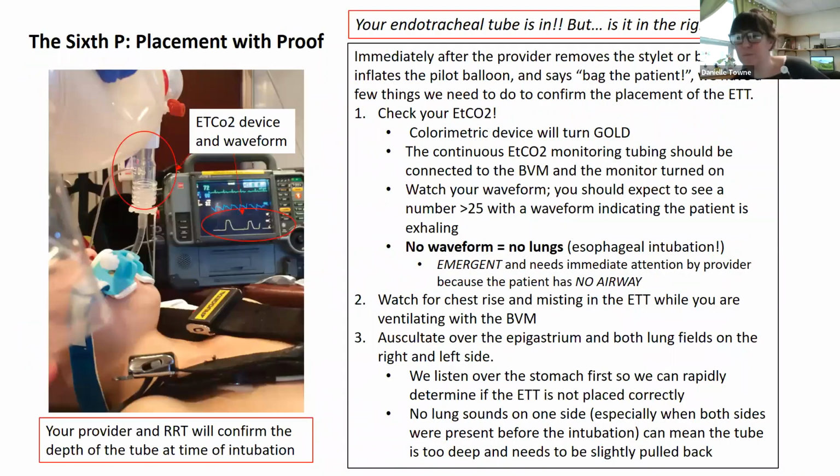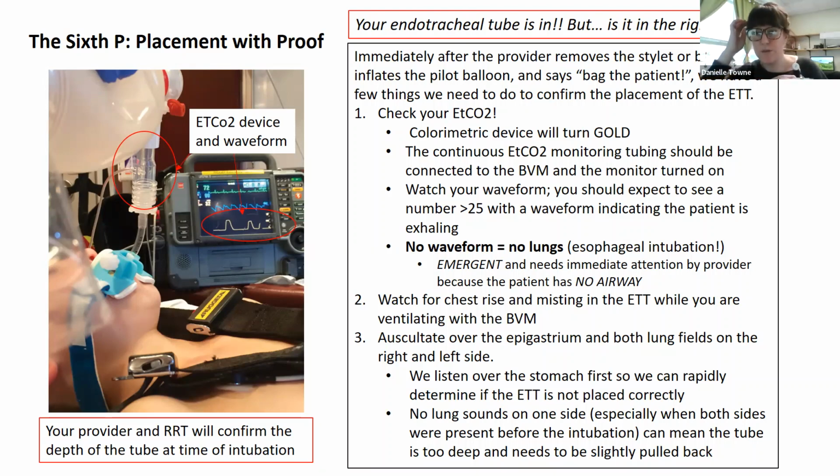Okay, so we pushed our meds, and our provider did a great job in visualizing the airway and passing the tube through the cords, and now it's in. So you're like, fantastic. Well, now what? So immediately after the tube gets placed, the provider is going to remove that stylet or the bougie. So that was that firmer inner stylet that went into the ET tube to make it easier to position. That gets removed. The pilot balloon gets inflated, and then the BVM goes on the end of the ET tube.